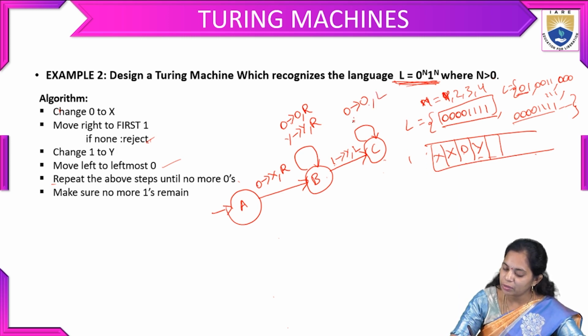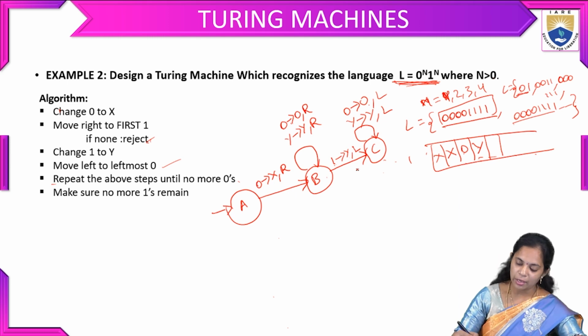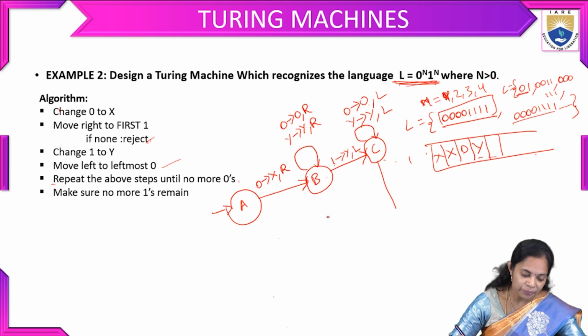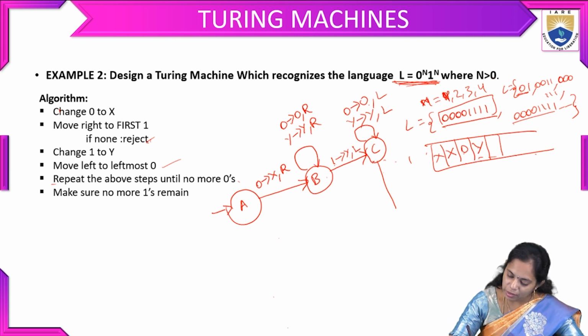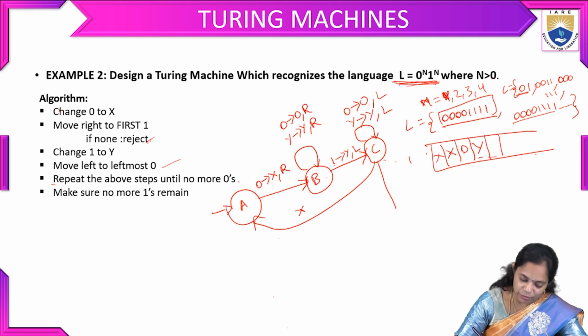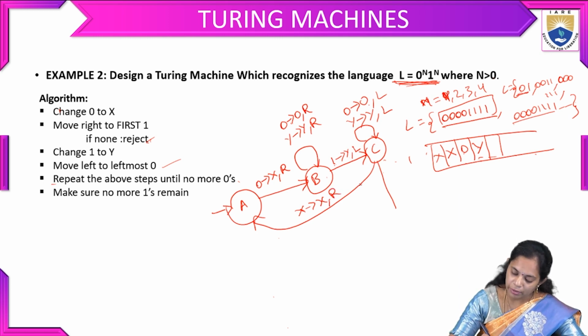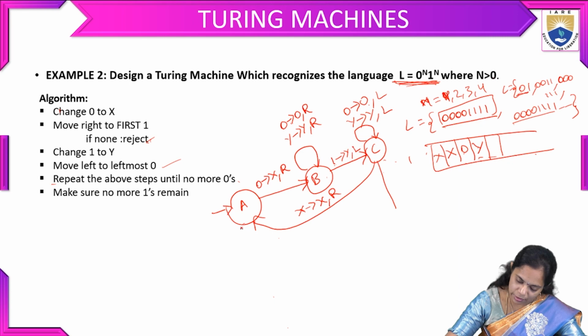And here, whenever the Y is there, we have to replace it with Y and move to the left direction. After this, whenever we reach the string 0, whenever we reach the X, so here the X is there. After this, if we find any X value, we have to replace it with X and move to the right direction.